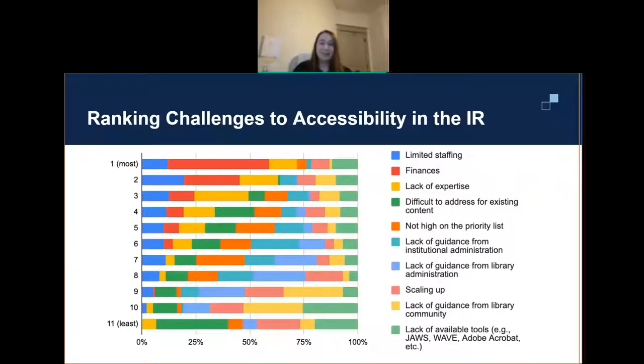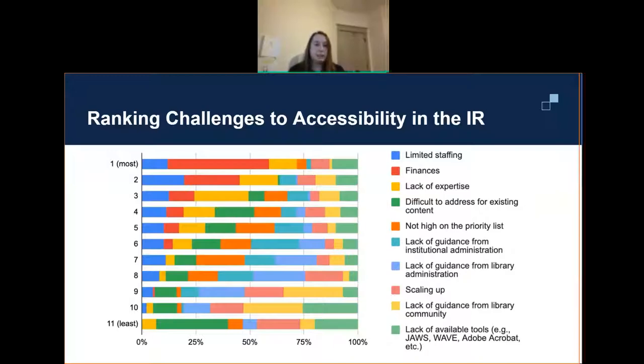So this is my favorite colorful slide here. We asked the people taking the survey to rank various potential challenges to the accessibility of content in their IRs. Unsurprisingly, this varied widely, with a lot of different things to consider for various different repository managers. By and large, limited staffing was ranked as the top challenge, no surprise there, followed by finances. I'm assuming lack of finances rather than too much. Then lack of expertise and difficulty in addressing the existing content.